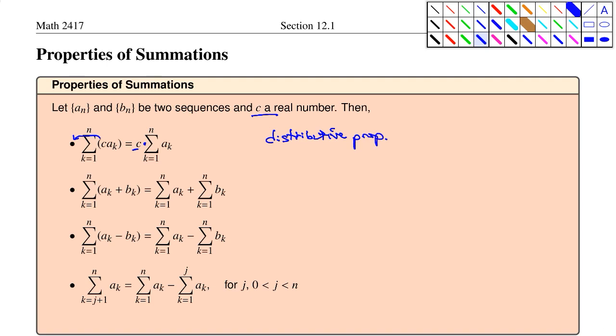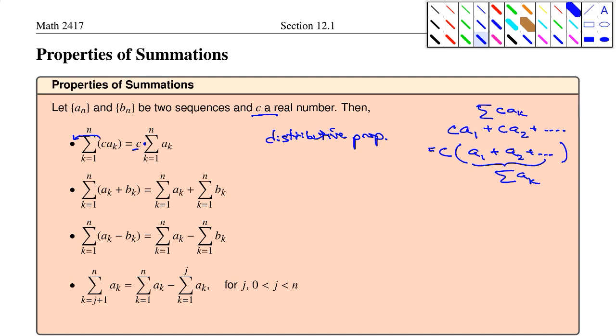Because you would have, for example, c times a sub 1, c times a sub 2, dot, dot, dot, and then you can just factor out the c. Like that. And so then this part here becomes the summation of just the a sub k's, whereas this part up here was the summation of c times a sub k's.